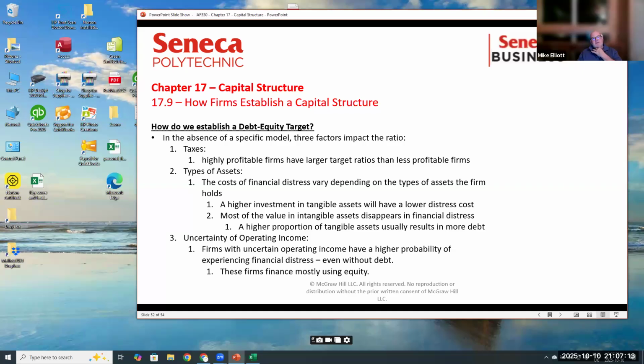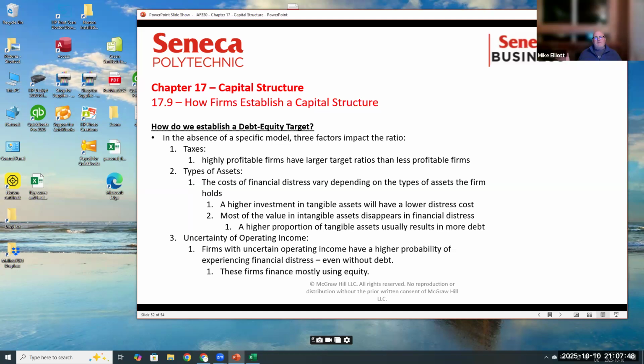So in the absence of a specific model, we have to think of three things. Taxes. Highly profitable firms have larger target ratios than less profitable firms. We know that. Types of assets. The cost of financial distress varies with different types of assets. Higher investment in tangible assets have lower distress costs. Most of the value in intangible assets disappears in financial stress.